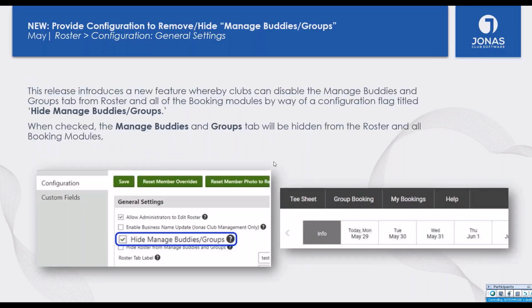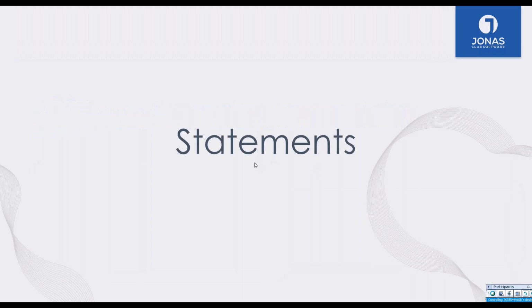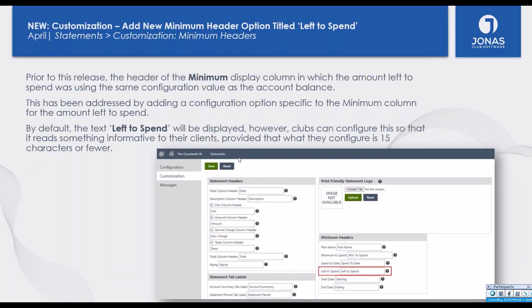Let's switch to roster. There was an enhancement added on the roster module that allowed clubs to disable the manage buddies and groups tab from the roster and all of the booking modules. You can configure this under roster configuration with the checkbox called hide manage buddies or groups. When this is checked, the manage buddies and groups tabs will be hidden from the roster and all the other booking modules.